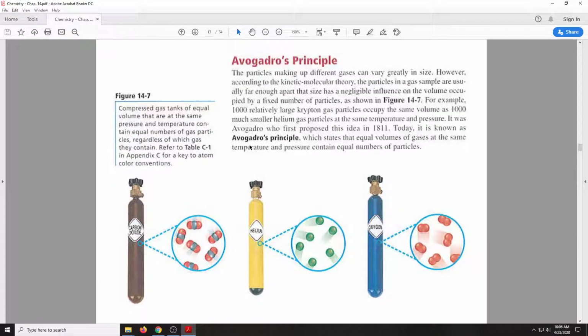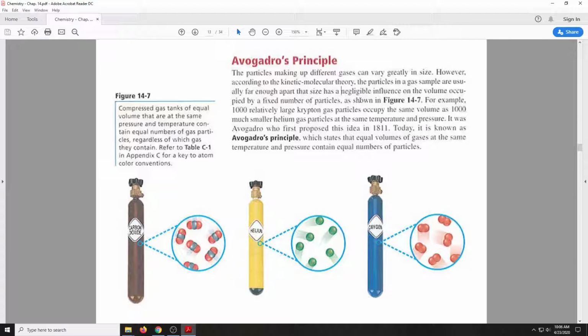This last little bit is kind of a side note, and this is Avogadro's principle. So that same Avogadro that gave us the mole, he found out that equal volumes of gases at the same temperature and pressure contain equal numbers of particles. Let's say that again. Equal volumes of gases at the same temperature and pressure contain equal number of particles.